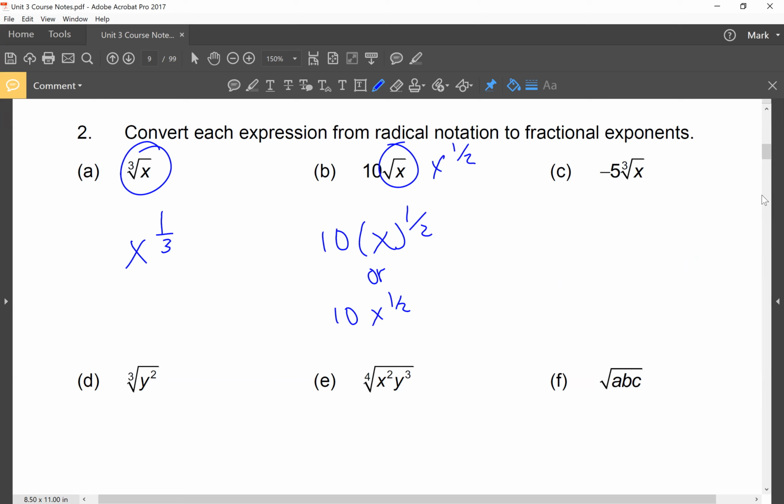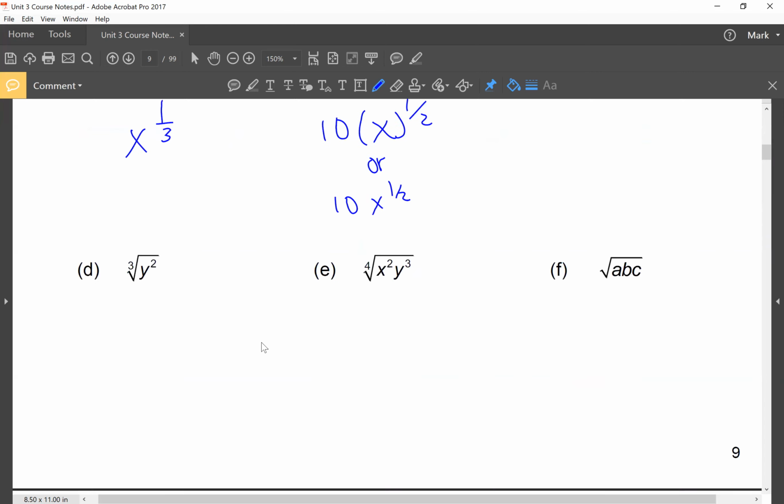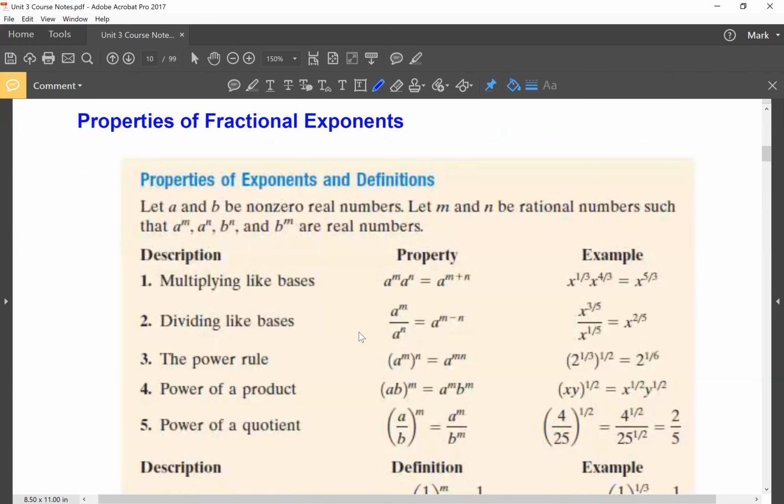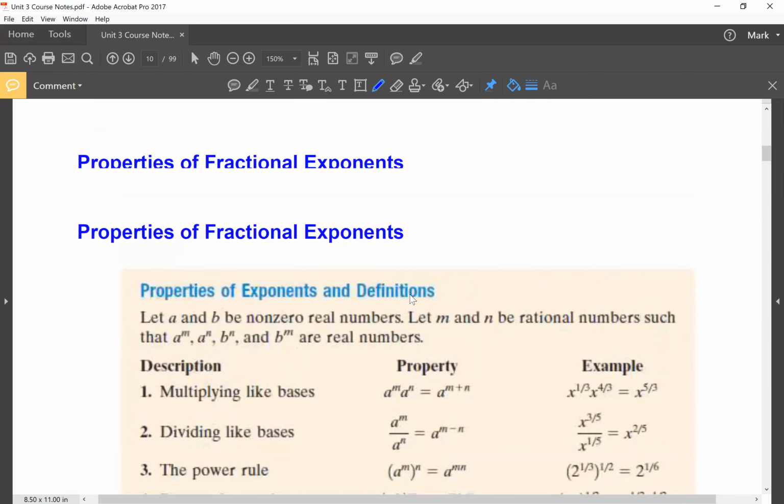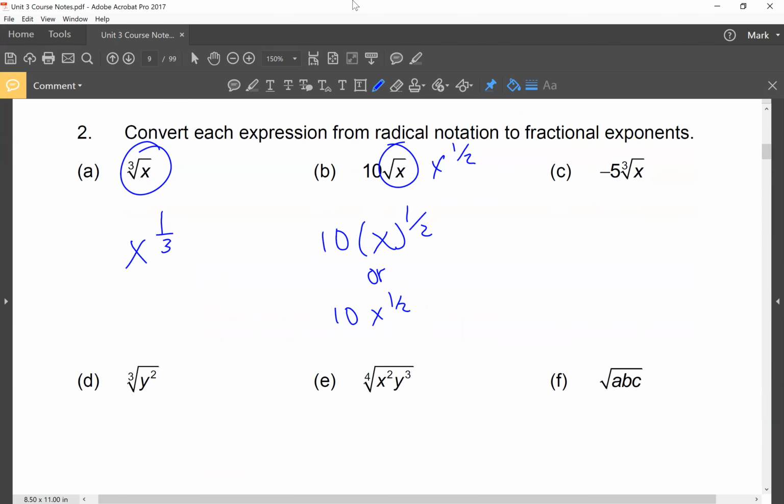So I'm going to stop talking. I'll give you guys a minute to try the rest of these, C, D, E, and F, and then we'll move into something a little bit more complicated, properties. Okay, so I'll be back in 1 minute. Good luck.